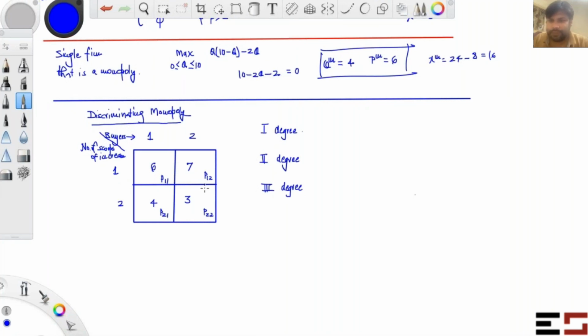Where exactly their willingness to pay will be charged. Absolutely, very good. Okay, so P11 will be 6, P12 will be 7, P21 will be 4, and P22 will be 3. So he'll basically extract the entire consumer surplus from the consumer. First degree discriminating monopoly. Is that clear?